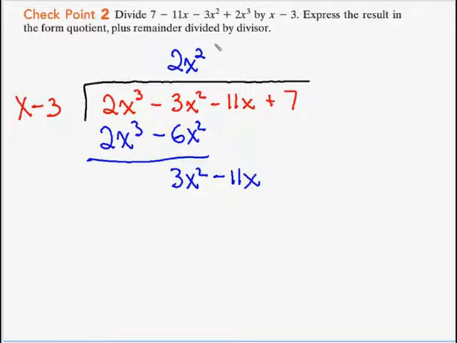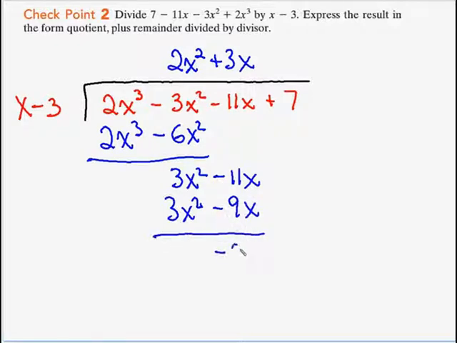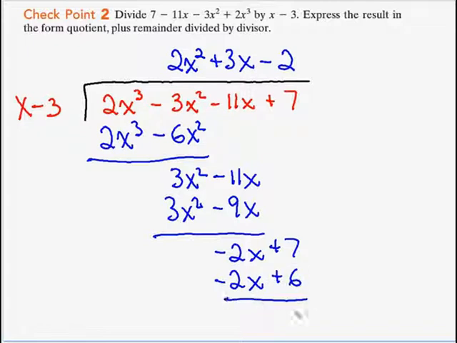What times x is 3x squared? It's got to be 3x. 3x times x is 3x squared. And then 3x times minus 3 is minus 9x. We are subtracting, add the opposite, minus 2x, bring down the plus 7. Okay, what times x is minus 2x? It's got to be negative 2. Negative 2 times x is minus 2x, and then minus 2 times minus 3 is plus 6. Subtract, remainder is 1. So that remainder becomes our numerator, 1 over x minus 3.